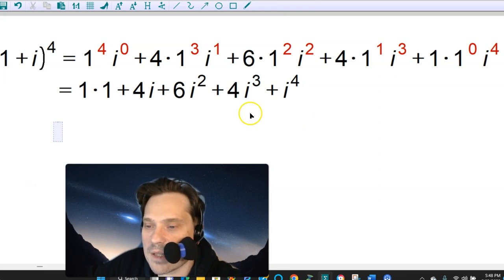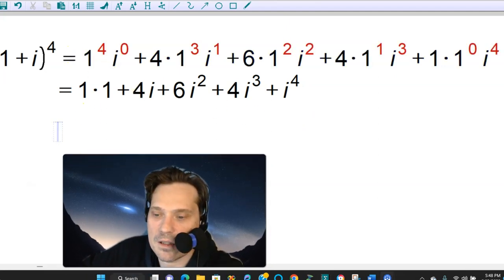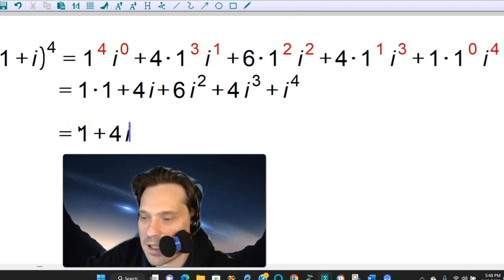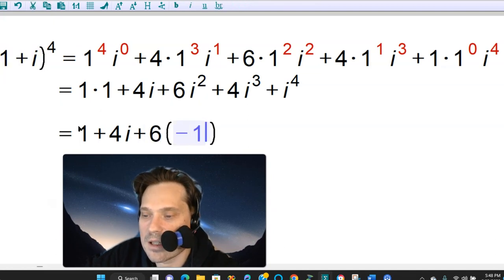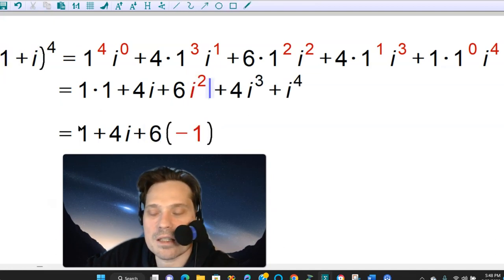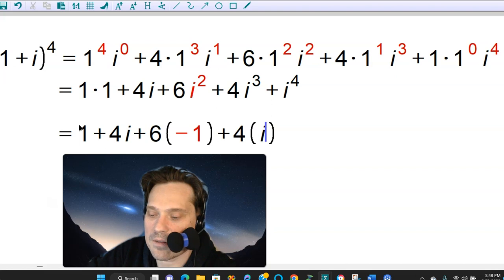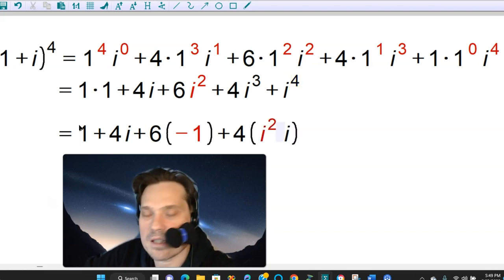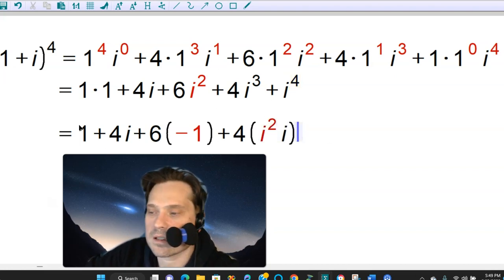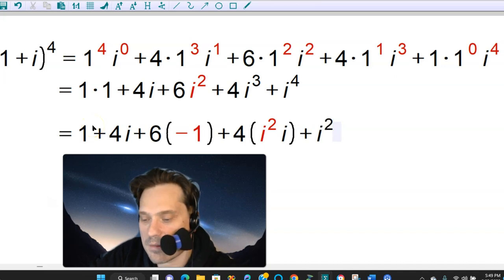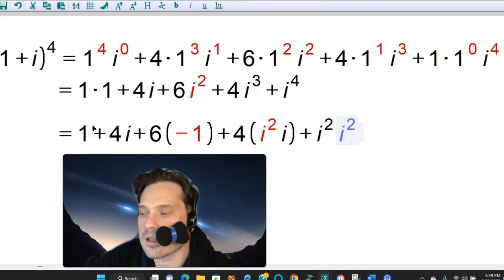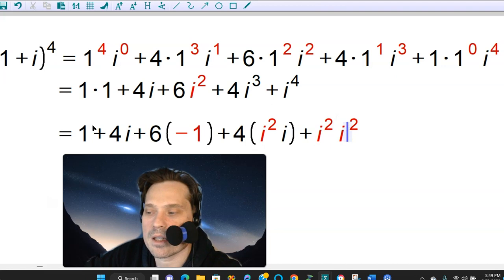You can do some of the stuff mentally because they're simple, like 1 to the 4th. Then you continue, so you can have 1 plus 4i plus 6 times negative 1. So here I'm applying the basic value of i squared as being negative 1, if you recall that. Okay, next one, plus 4, and I have i cubed. Now that one may not be so obvious, but you can write i squared times i, because i squared is equal to negative 1. So I'll do it on the next line though. Plus, last part is i squared times i squared. You can always write it that way, because this will be negative 1, and this will be negative 1.